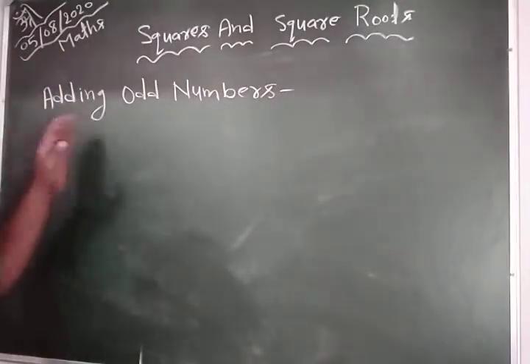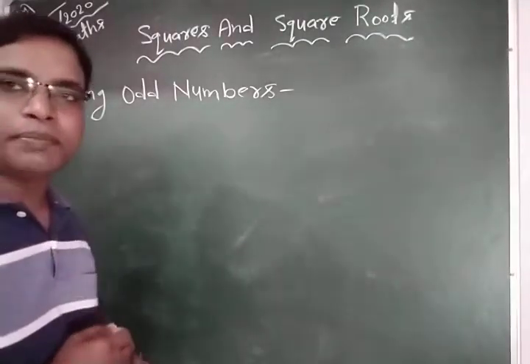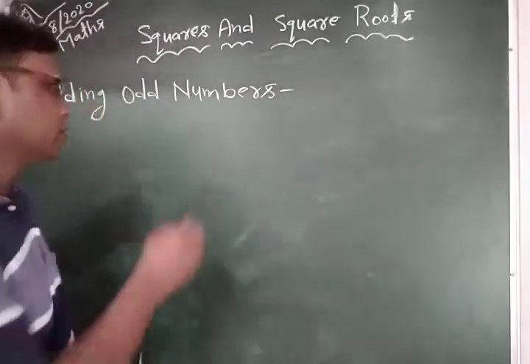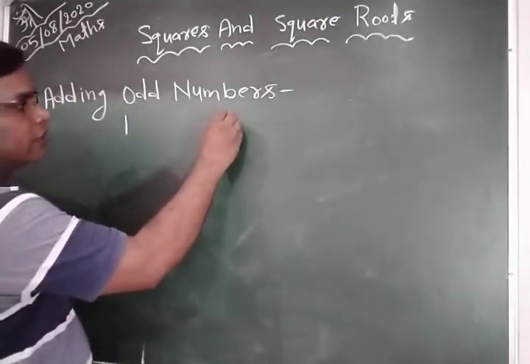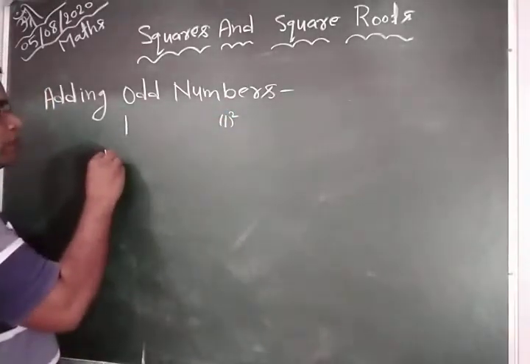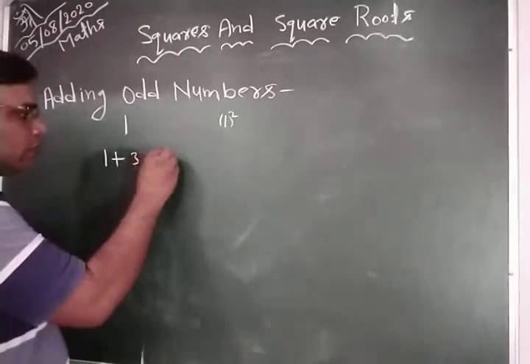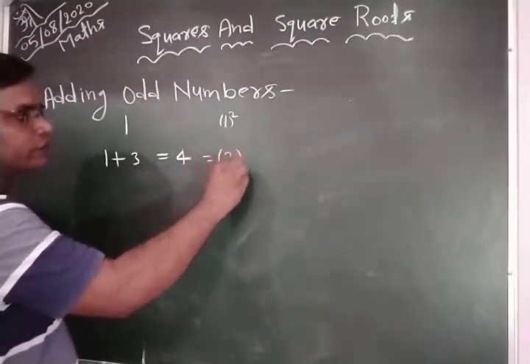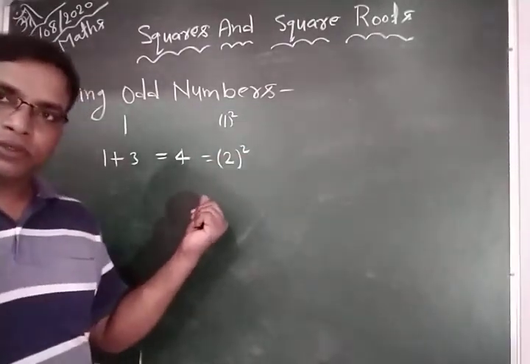Now adding odd numbers. You can see the odd numbers are 1, 3, 5, 7, 9, 11, 13 and so on. So if this is 1 odd number, you can also write this is equal to the square of 1. Okay, 1 plus 3, these are two odd numbers. So the sum of two odd numbers is equal to 4. Okay, so this is the square of 2.